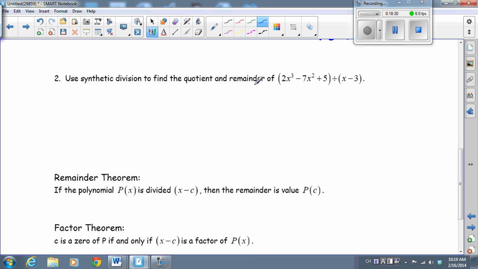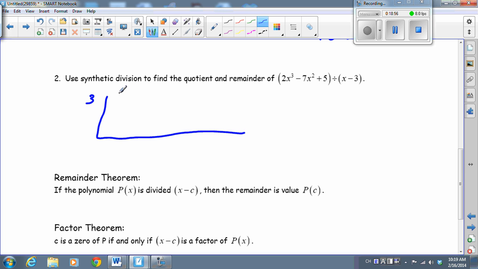Use synthetic division to find the quotient and remainder of this. Now, synthetic division is very simple compared to long division. You first take the opposite of what you see in here. So I always build this lovely map. The opposite of the value here, or the solution here, is 3. You put a 3 here.